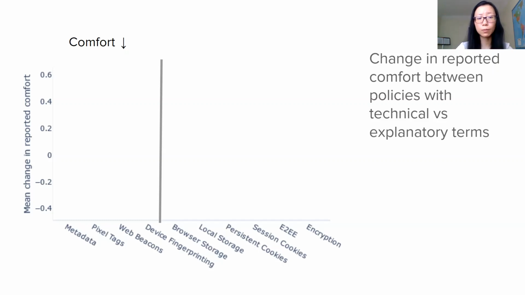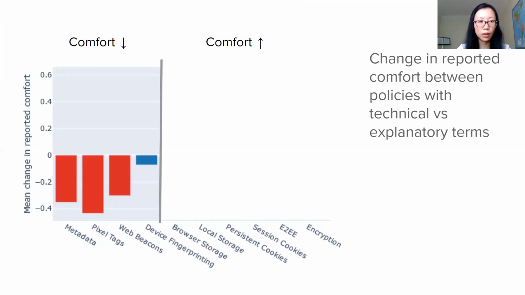On the other hand, for browser storage, local storage, persistent cookies, session cookies, end-to-end encryption, and encryption, we expected an increase in comfort because what we saw from our pilot was that users had misconceptions about the extent of security and privacy protections being offered. So what were the actual results?